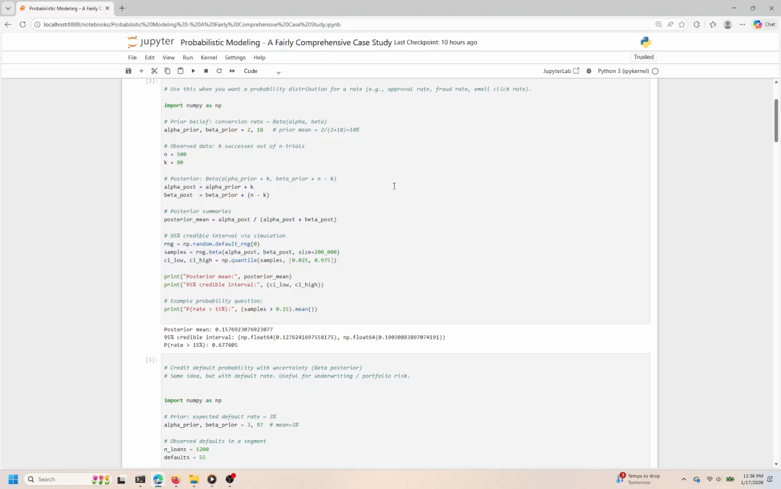Finally, we take it a step further by calculating the probability that the conversion rate exceeds 15%. This particular insight is valuable for making decisions, such as whether to invest more resources into a campaign or adjust strategies based on the likelihood of achieving a certain threshold.